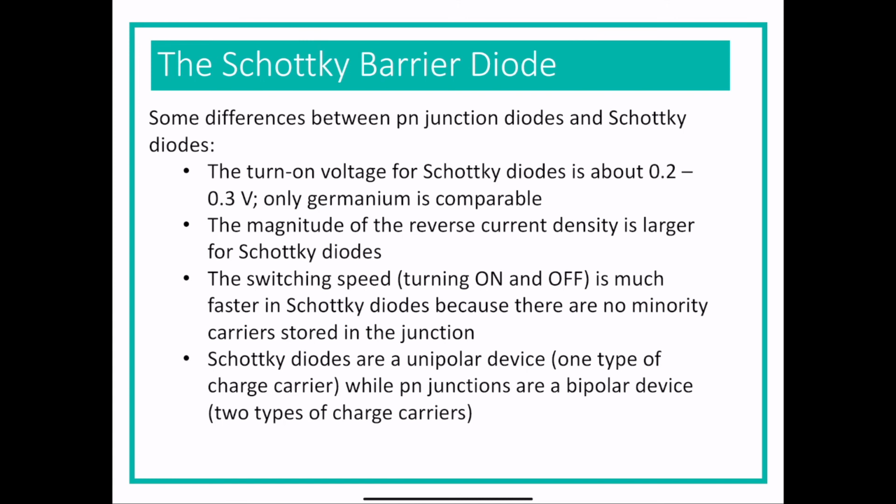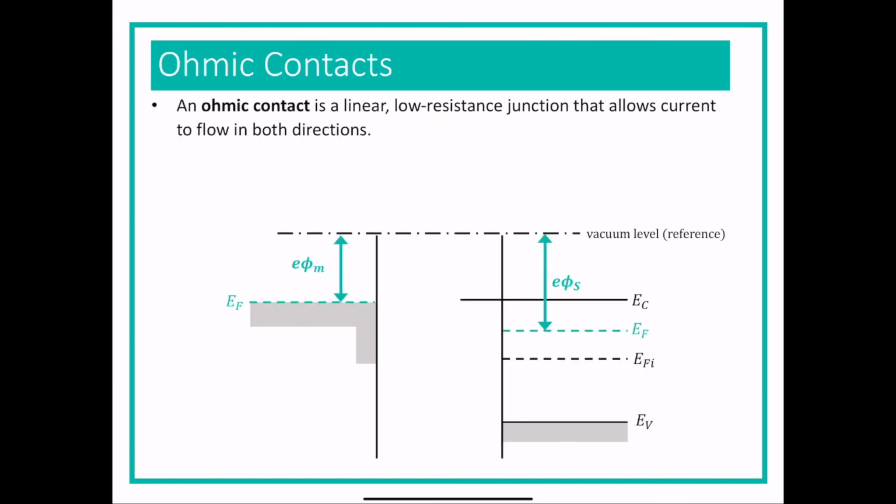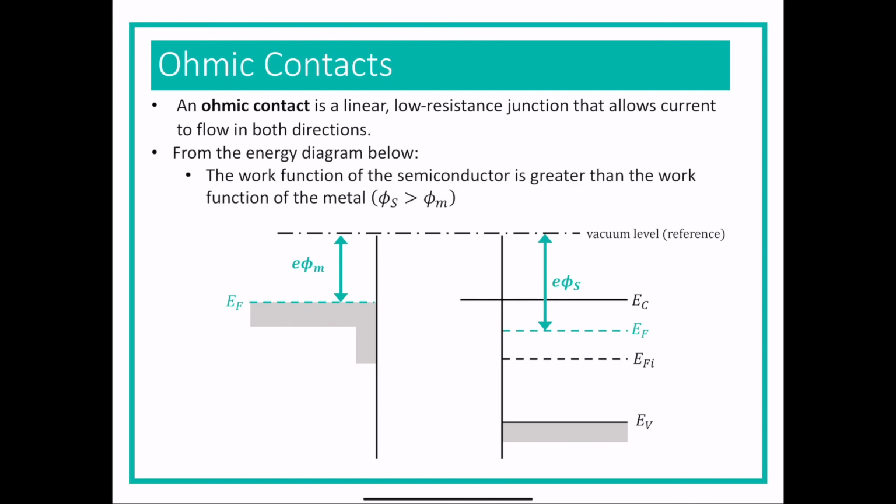But what happens if we turn things around a little bit? We can make out of a semiconductor and a metal something called an ohmic contact, and that's just a linear, low resistance junction, and it will allow current to flow in both ways. So if we look at this energy diagram, you'll notice that this time the work function of the semiconductor is greater than the work function of the metal. Remember before, when we made the Schottky barrier diode, the work function of the metal was greater than the work function of the semiconductor.